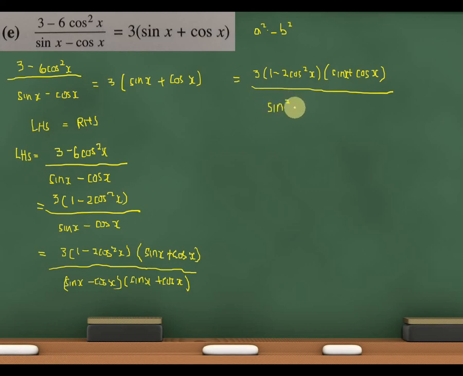Okay, sine square x minus cosine square x. Okay. So I look at this, I see something already. I see a pattern. This sine x plus cosine x is here on the right hand side. The 3 is also on the right hand side. So maybe I just rewrite that first. Okay, my gut is telling me I'm getting closer and closer to my answer.